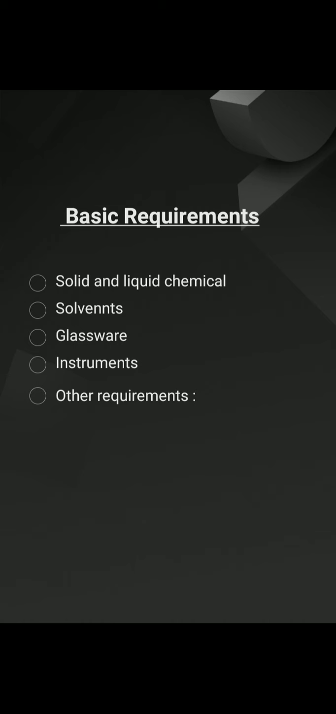Basic requirements. Number 1 is solid and liquid chemicals. These are commercially available in the following forms. Number 1 is AnalaR, that is analytical grade chemical, or GR, guaranteed reagent. These are highly purified and are mainly used for the preparation of quantitative reagents and also for the preparation of other standard reagents such as normal and molar primary standards.